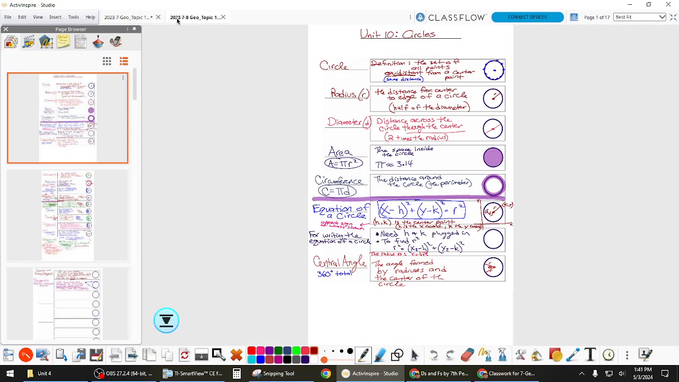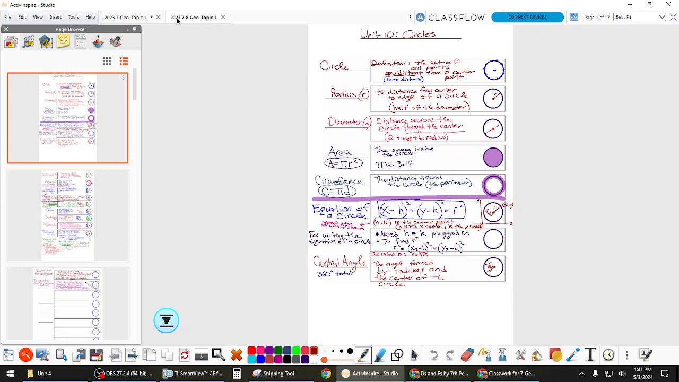Okay, grab your notes. We're going to add stuff about chords. But we're also going to use it to quickly review tangents and the other stuff that we've talked about. Oh, yeah, what's our test? I don't know. It depends how this stuff goes. It won't be next week, probably the week after.